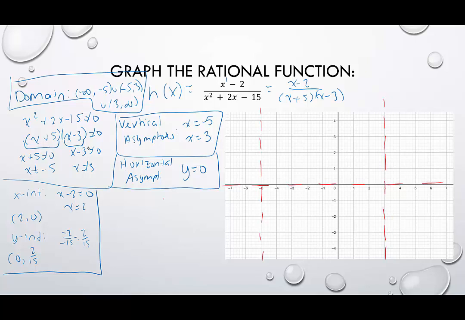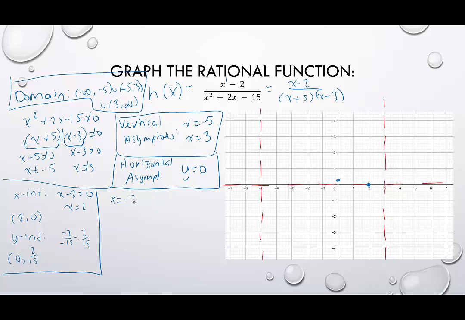Okay, so what points do we have? We have 2, 0. Oh, look, it's touching right there. And we have 0, 2/15. So really, really low. Okay, we don't have a lot to go on, so we need a few points to the left of the asymptotes. We can look at negative 7 and negative 6.